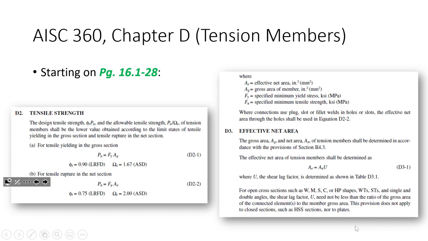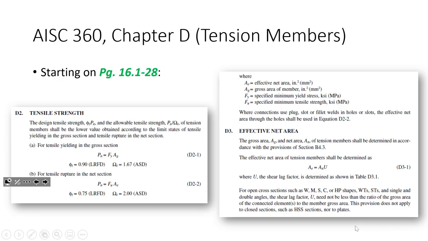Hopefully by now we at least kind of have an idea of how to look up the Fy term, and we know how to get Ag. So Fy times Ag, boom, there's our nominal capacity. But look below there. There are these two little formulas. It says phi is 0.9 and omega is 1.67. So omega is the safety factor that we would use if we were using allowable stress design. We are not using allowable stress design in this course. We are using load and resistance factor design. So we are going to use a resistance factor of 0.9. So 0.9 times Fy times Ag will give us the tensile yielding limit state capacity.